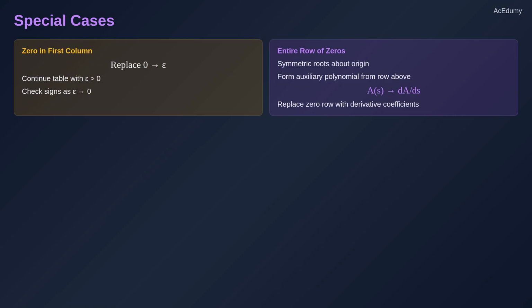Two special cases can arise. First, a 0 in the first column, but the rest of the row is not all zeros. In this case, replace the 0 with a small positive number epsilon. Continue the table, and then examine the sign changes as epsilon approaches 0. Second, an entire row of zeros. This indicates that the polynomial has symmetric roots about the origin. We form an auxiliary polynomial from the row above, take its derivative, and use the derivative coefficients to replace the 0 row. Then continue as normal.